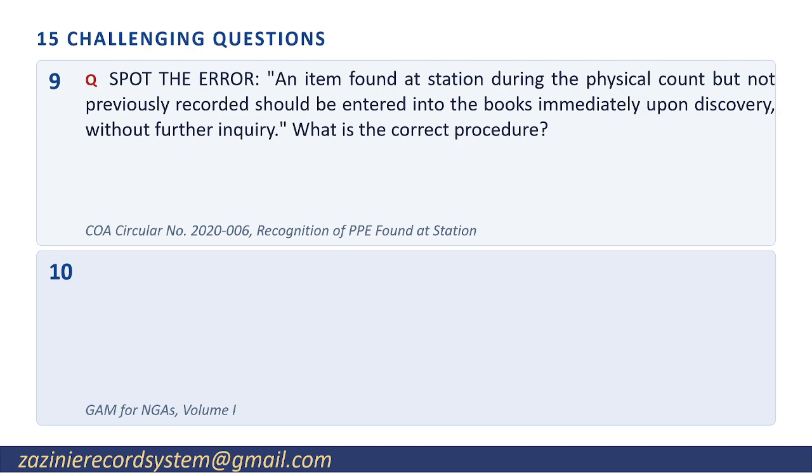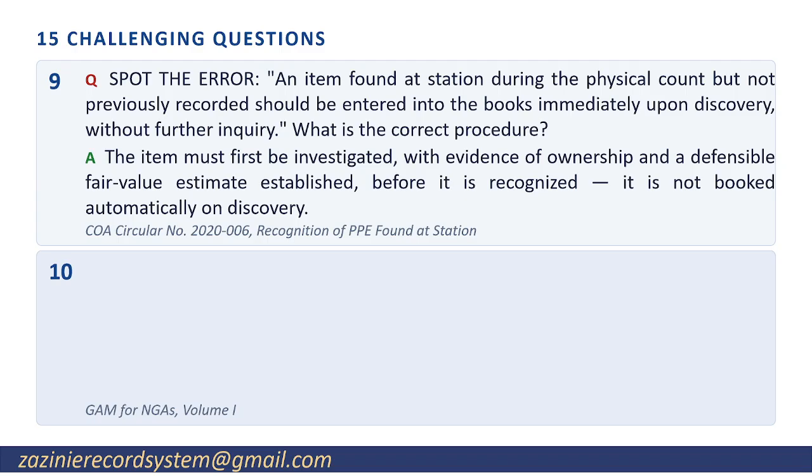15 challenging questions. Number 9. Spot the error. An item found at station during the physical count but not previously recorded should be entered into the books immediately upon discovery, without further inquiry. What is the correct procedure? The item must first be investigated, with evidence of ownership and a defensible fair value estimate established, before it is recognized. It is not booked automatically on discovery.